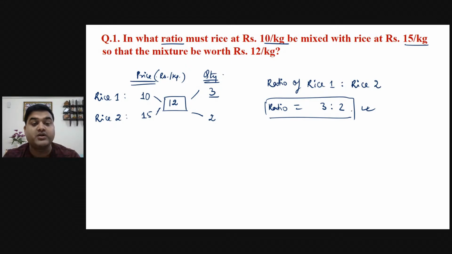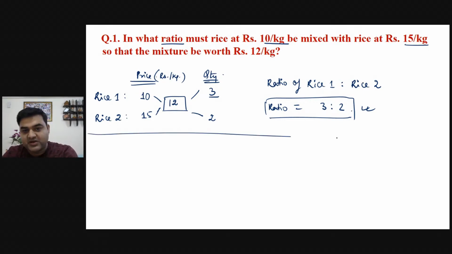Rice 1 is given as 10 rupees per kg, right? And this is 15 rupees per kg. In the other method you consider x and y, then you multiply, and then you find the value so that the total sum should be 12, right? So this seems to be the easiest way. The ratio is 3:2. Let me know if you have understood.